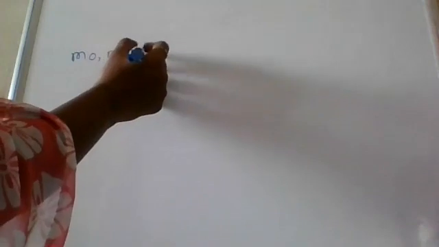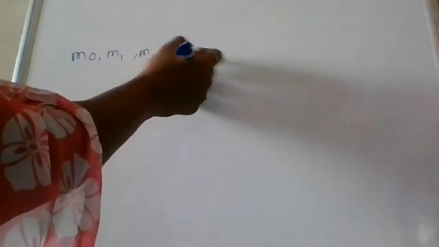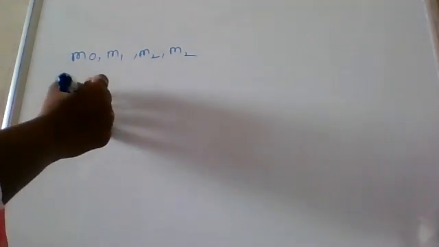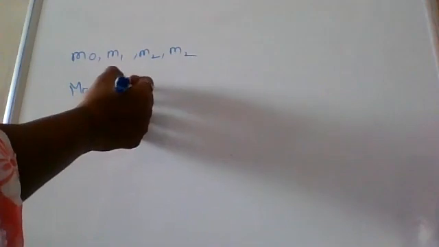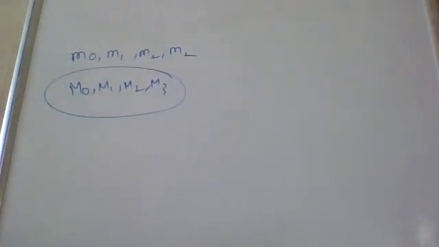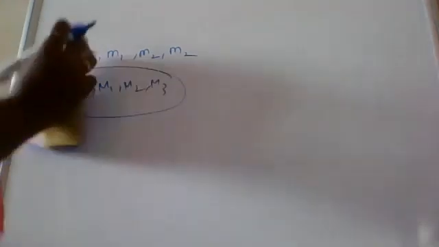So m0, m1, m2, m3 are the SOP minterms. And m0, m1, m2, m3 are in POS maxterms.